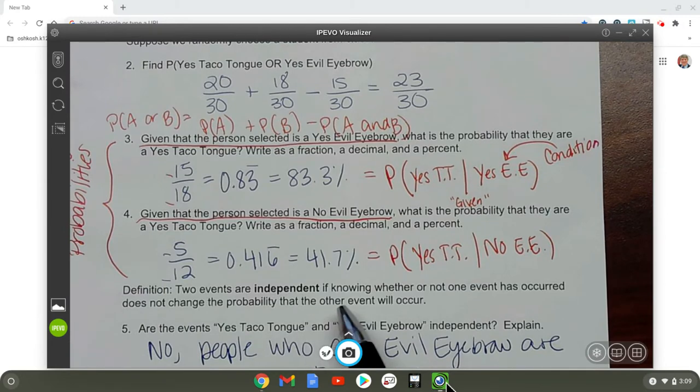Now we're ready for the definition of two independent events. Two events are independent if knowing whether or not one event has occurred does not change the probability that the other event will occur.